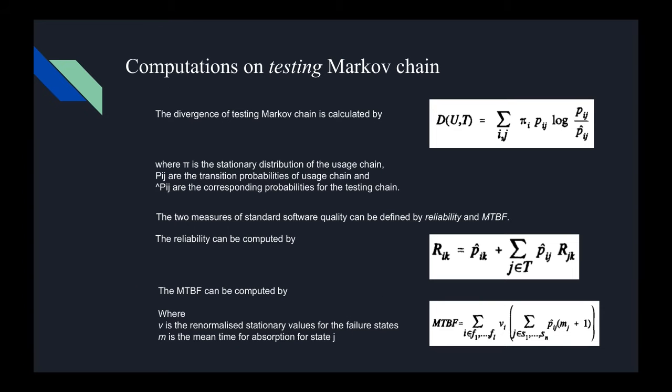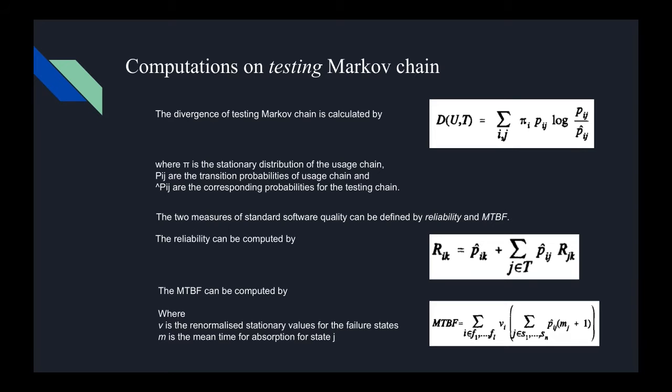The computations on testing Markov chain. The divergence of testing Markov chain is calculated by the formula D, given as here, where pi is the stationary distribution of the usage chain, Pij is the transitional probability of usage chain, and P cap has the corresponding transitional probabilities of the testing chain.